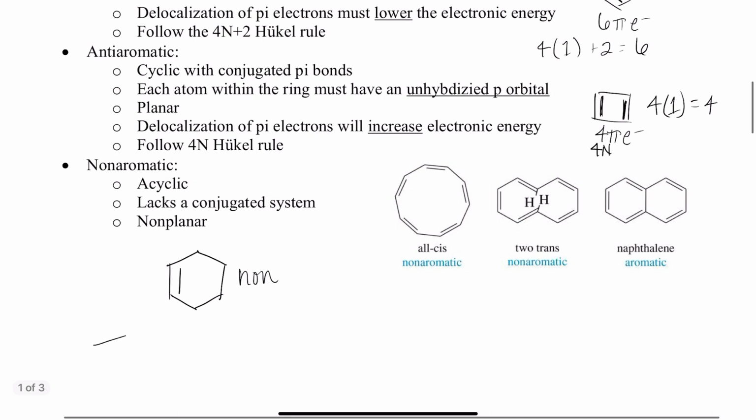Or if we look at penta-1,3-diene, this does have a conjugated system, but because this is acyclic, not a cyclic structure, automatically this is going to be non-aromatic. So if we're lacking just one requirement, we're going to be non-aromatic.